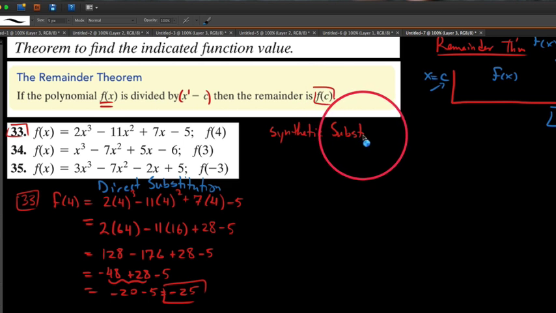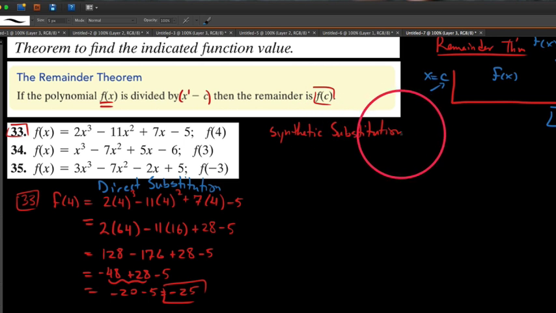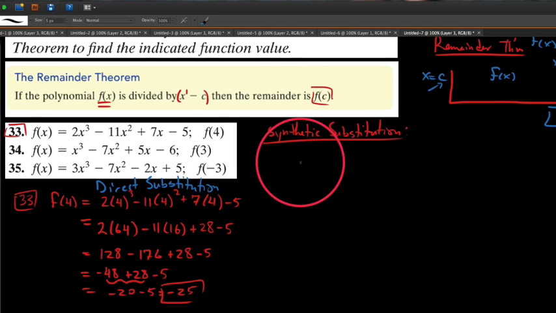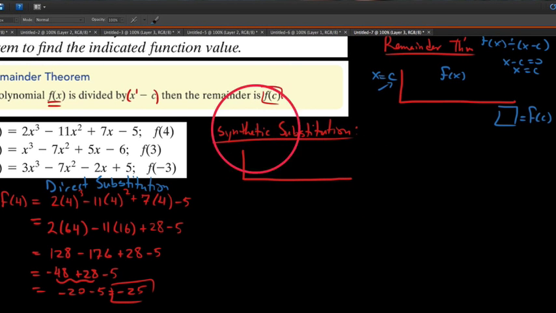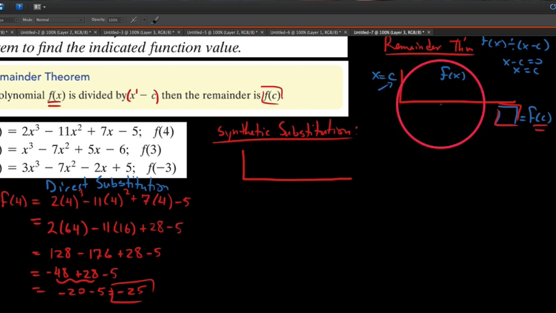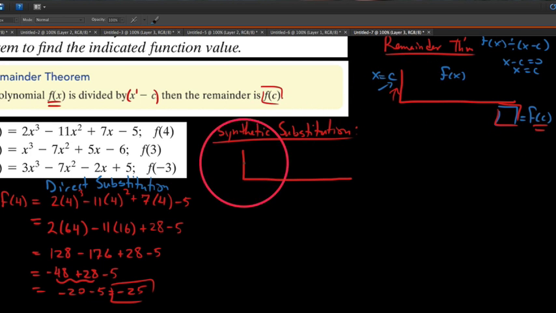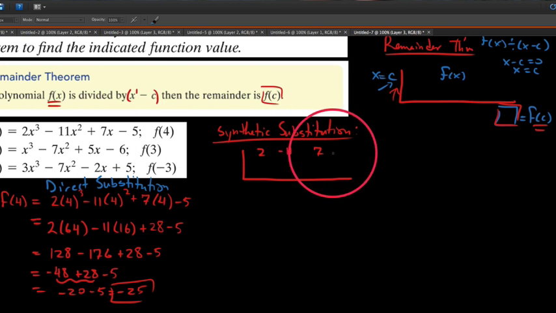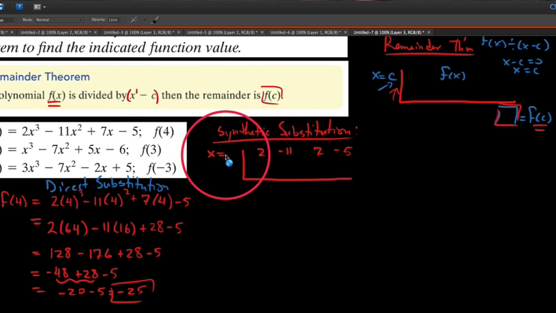So what's the difference between synthetic substitution and direct substitution? Well, synthetic substitution utilizes synthetic division, and the consequence is that this last number right here actually is the y value at that x value. So what I want to look at here is, let me drop in my coefficients from my original polynomial, from my f of x. And what we'll do is we'll put on the outside here the x value for which we're evaluating, which in this case is exactly 4, and we put exact x values out here.